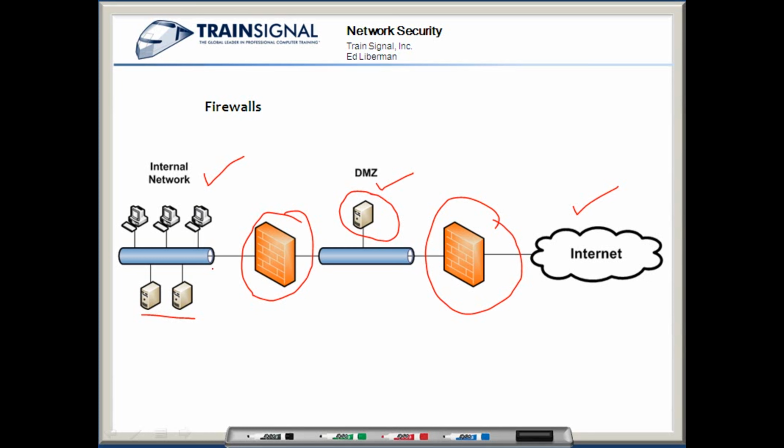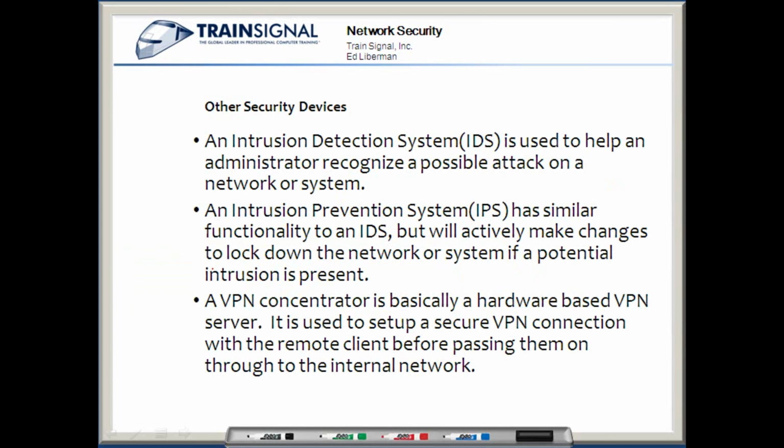Now, besides firewalls, some of our other security devices are our IDSs and IPSs, which we've talked about previously. An IDS, an intrusion detection system, is used to help an administrator recognize a possible attack that could be taking place on a network or a system, whereas an intrusion prevention system is very similar to the IDS, except that it will actively make changes to help lock down the network or system if this potential intrusion is present.